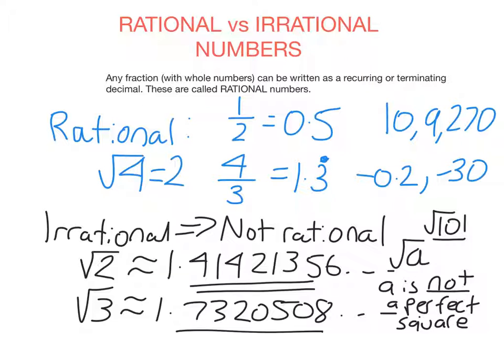So now that we know what they are, we can use this to find rational numbers between two irrational numbers and vice versa.